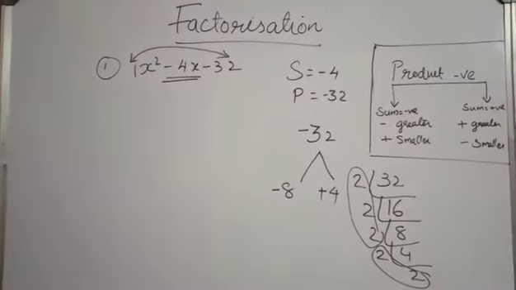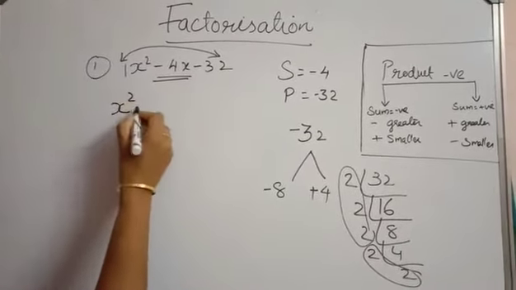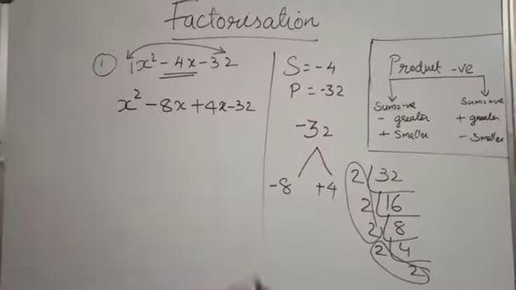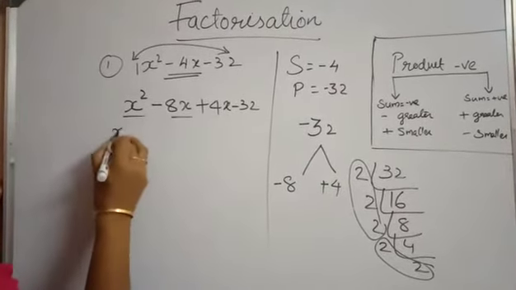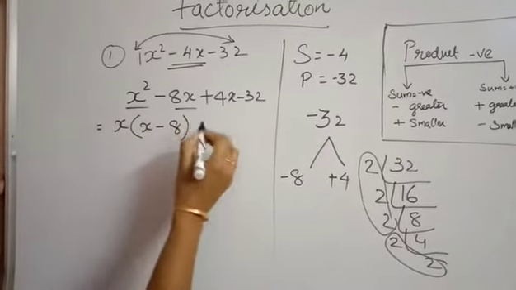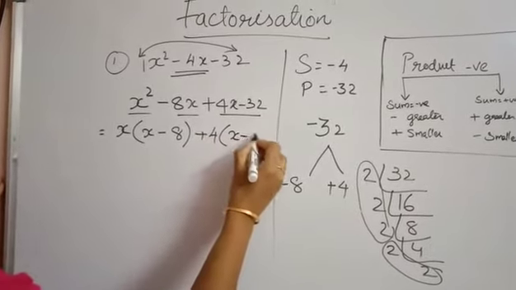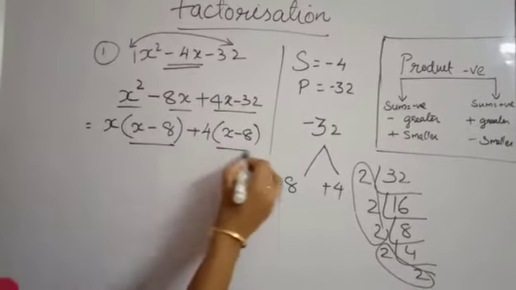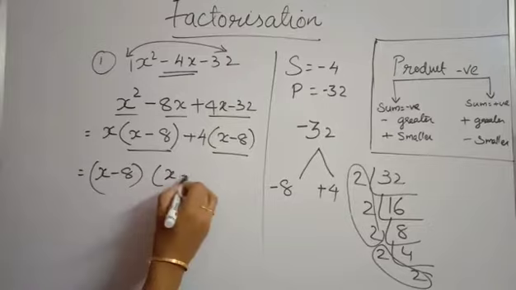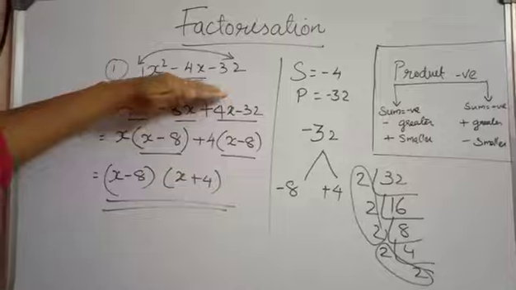The same method that we performed in yesterday's class, we have to continue. Here this will be x square minus 8x plus 4x minus 32. Now take the common factor x, so x into x minus 8, plus from these two we can take 4 common. Again you will get this as x minus 8. Now in these two, x minus 8 is common. Take x minus 8 out. You will get this as x plus 4. This is how we can factorize the given quadratic expression.